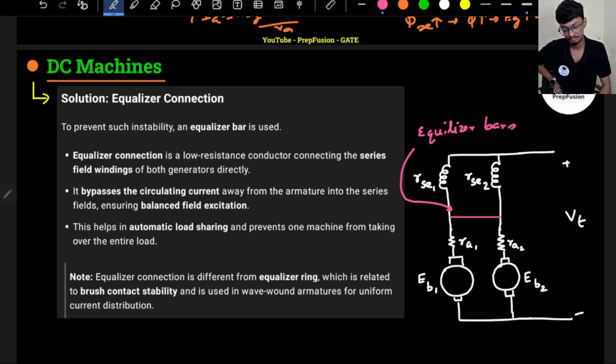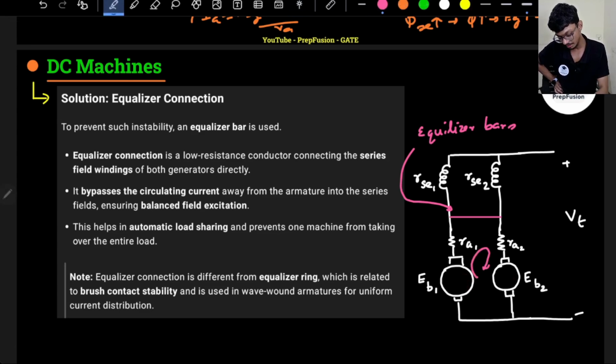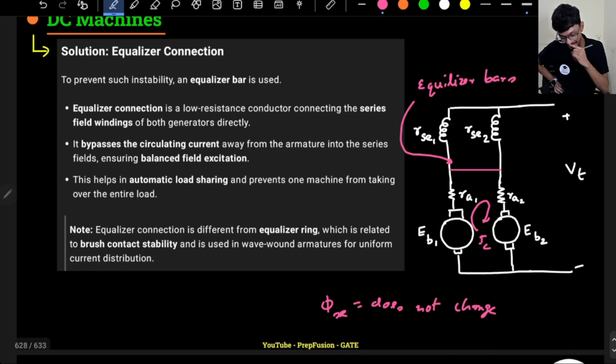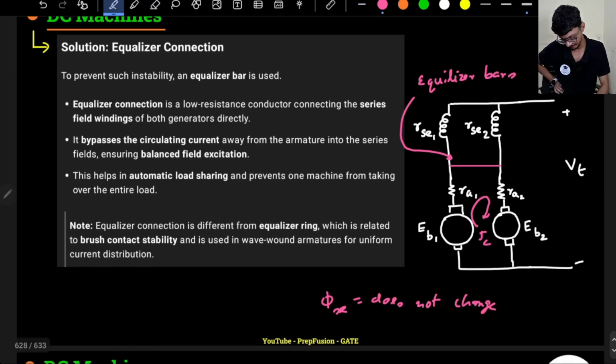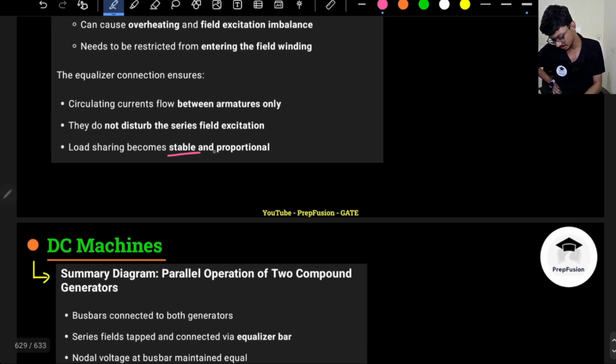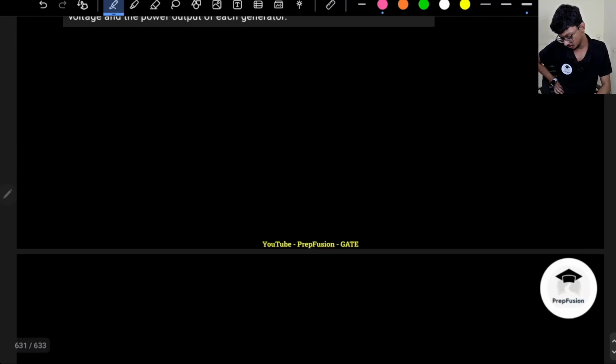You will say, sir, is the problem of circulating current finished? No, there will still be some circulating current if there is some potential difference here, but that circulating current will flow through here. That will not mess up the series field winding. So the series field winding flux remains constant, or does not change. Hence we are able to prevent the problem of runaway. So that is the main crux behind this. So we will get a stable operation. They will not disturb the series field winding. So I hope you have understood this basic point.